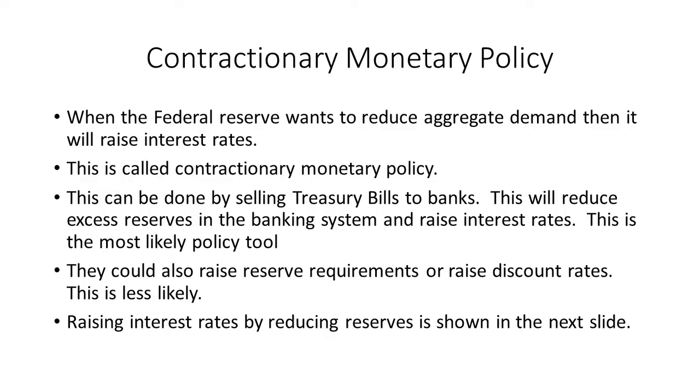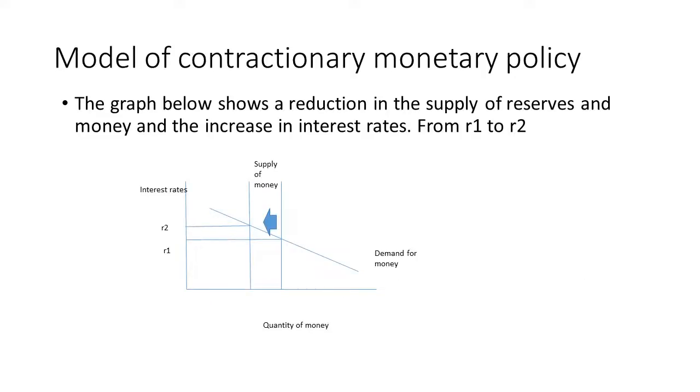Raising interest rates by reducing reserves is shown in the next slide. So here again, what we see is a decline in supply of money. It shifts to the left. When it shifts to the left, the interest rate goes from R1 to R2, and this is going to discourage investment, and it's going to reduce aggregate demand.